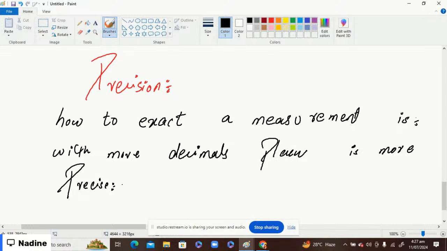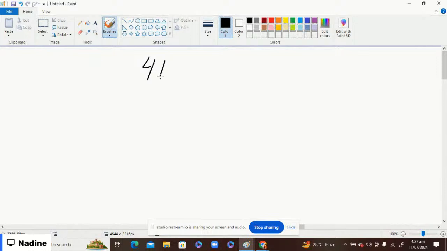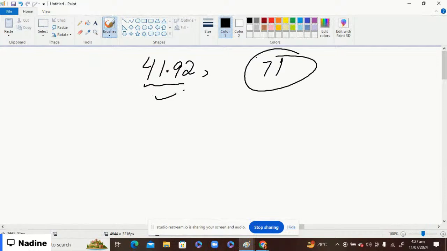Okay, so what is precision? Precision is basically how exact a measurement is, and you can say that a measurement with more decimal places is more precise. If there are two measurements given, for example 41.92 and 71, which measurement is more precise? The decimal one is more precise as compared to this one.